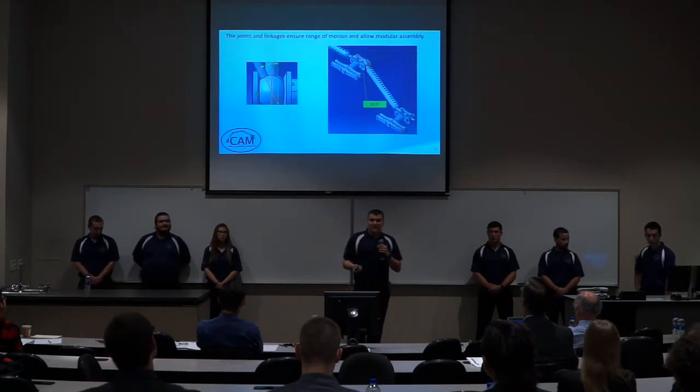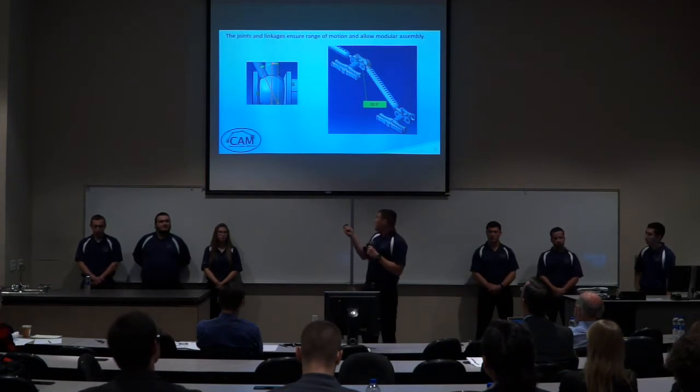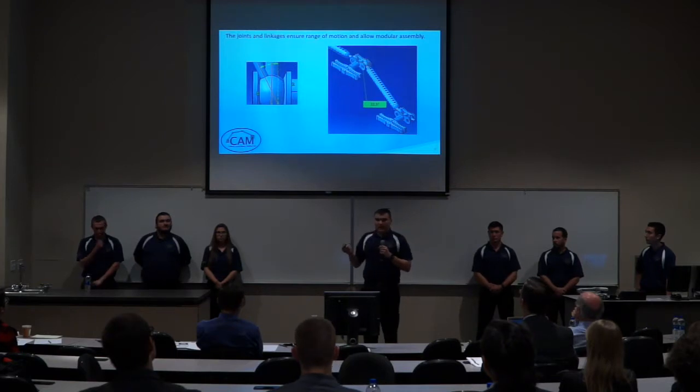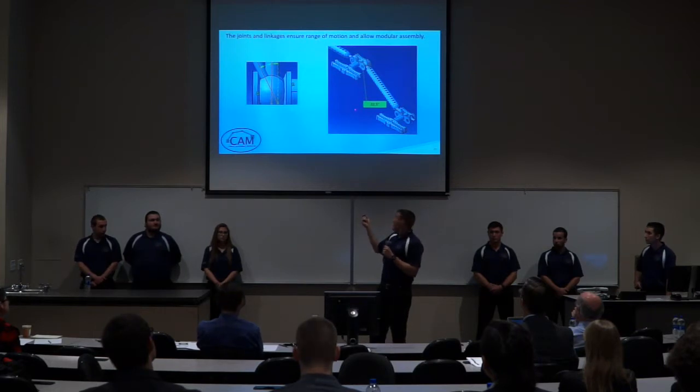So the joints and linkages ensure range of motion and allow modular assembly. Going back to that range of motion requirement, essentially in the ball joint you have 3 degrees of freedom that you can rotate in. You can rotate in this roll axis, which with the ball joint is unlimited. You can rotate in this pitch axis, which with this ball joint is greater than 200 degrees.